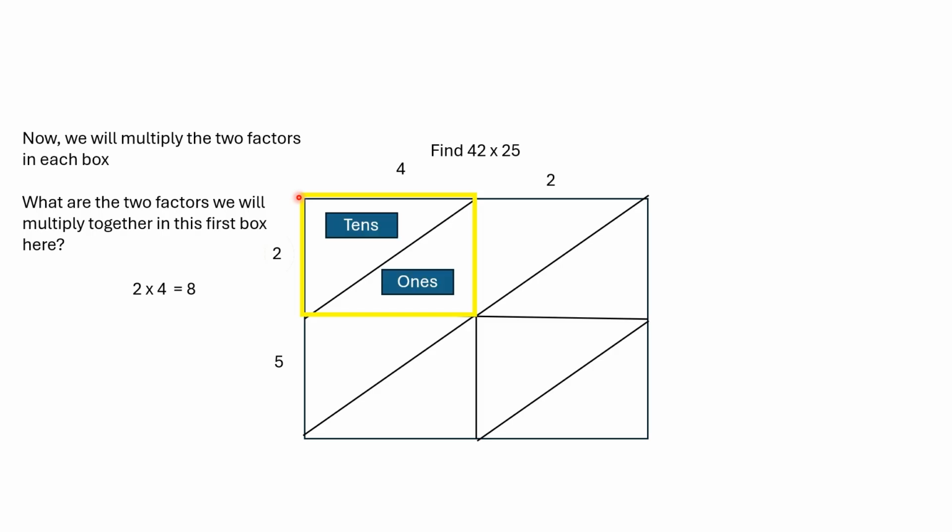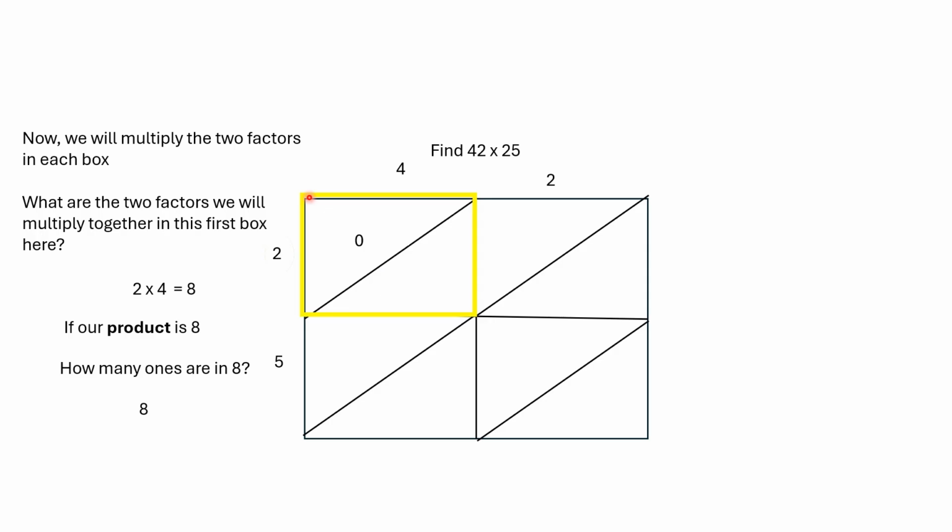Well, when inserting your products into each square, you need to keep these two rules in mind. The box is split into tens and ones. Tens go on the top and ones go on the bottom. Our product here is 8. There are no tens. And there are 8 ones in 8. So we'll place a 0 in the 10 spot and an 8 in the 1 spot.